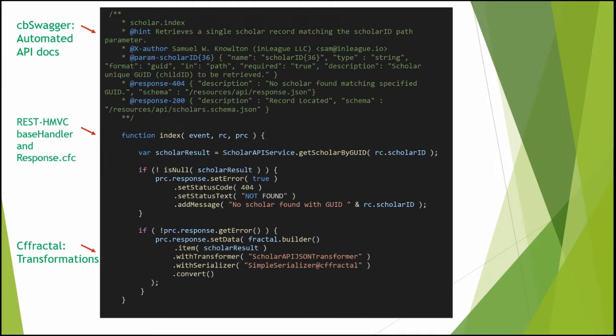And then in the middle, we have Base Handler, which is part of that Coldbox template, and the REST response object, which is the other piece. They're handling the actual plumbing of the API, authenticating and authorizing the incoming request, converting the payload to the request context, and then standardizing the response object.